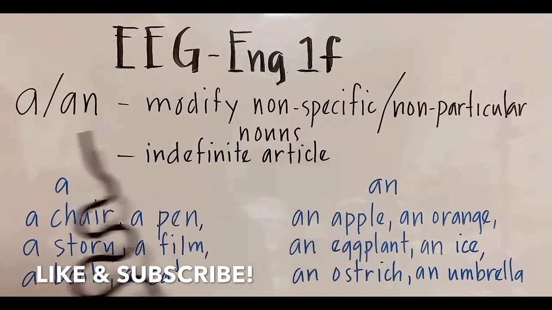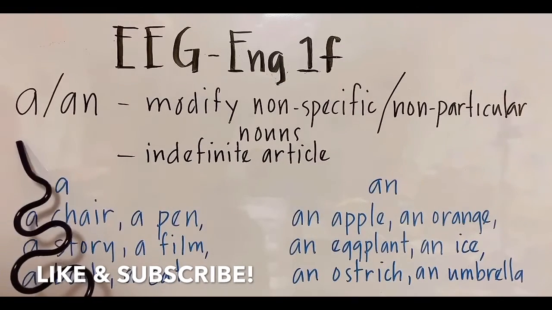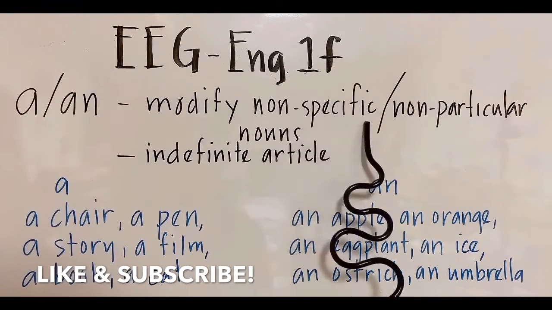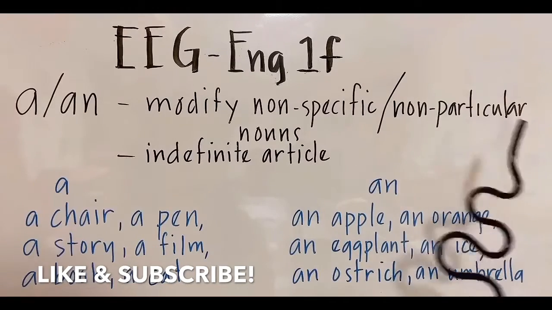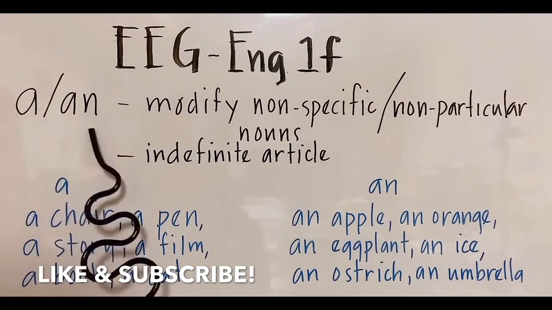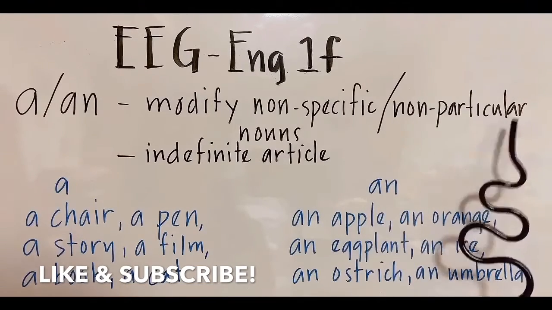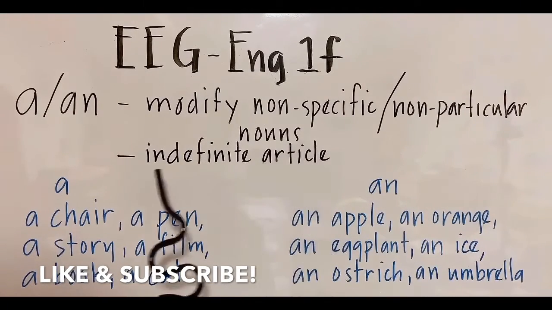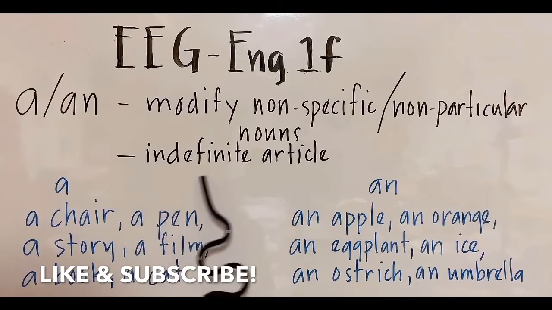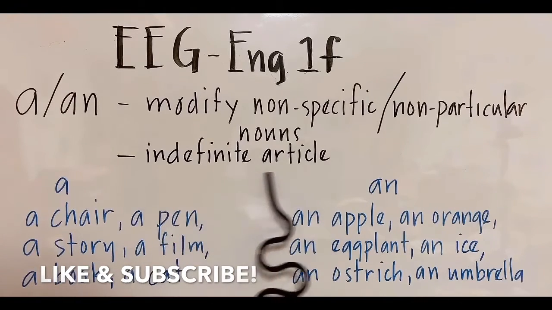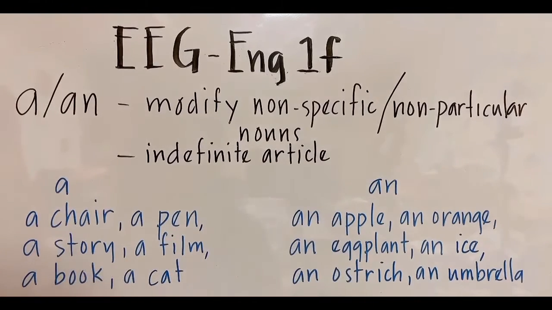Compared to the, which modifies specific or particular nouns, a or an modifies non-specific or non-particular nouns. That's why it is an indefinite article. Now let's look at the examples below.